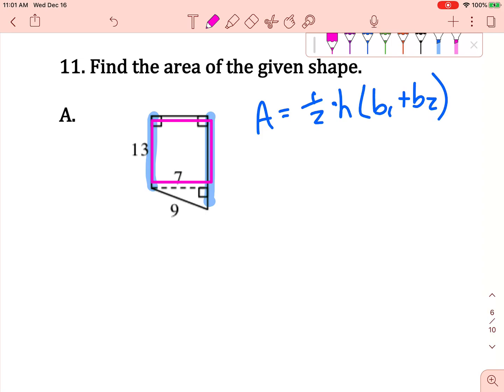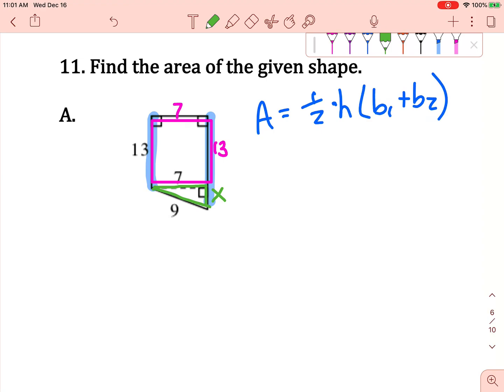Because this is a rectangle, I know that this is 7, so this is 7, the left side is 13, therefore the right side is 13. So I can also find the area of this rectangle and add it to the area of that triangle. Those are two different options you have to do the same problem. Again, we still can't find the area of this triangle because I'm missing the base right here.